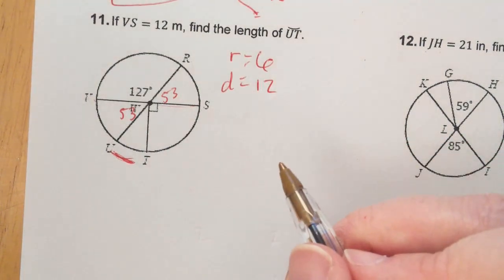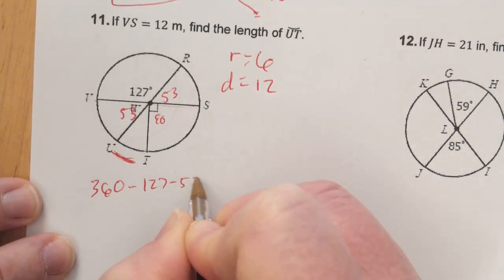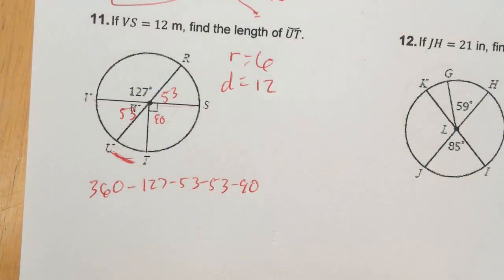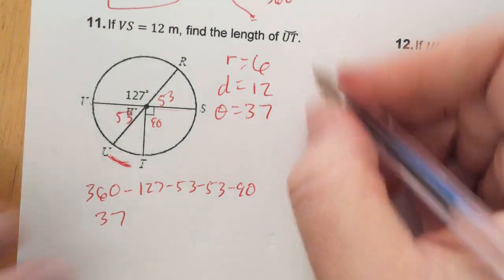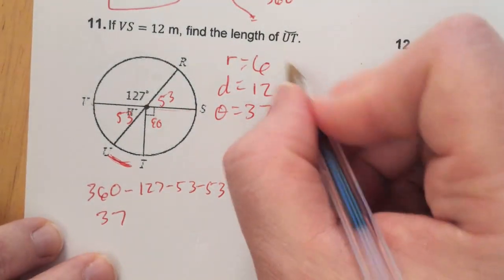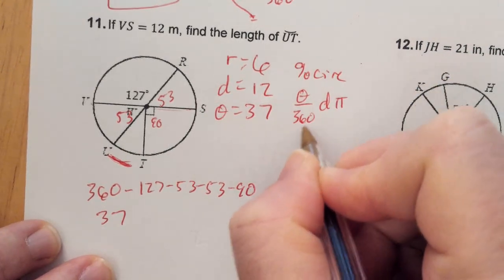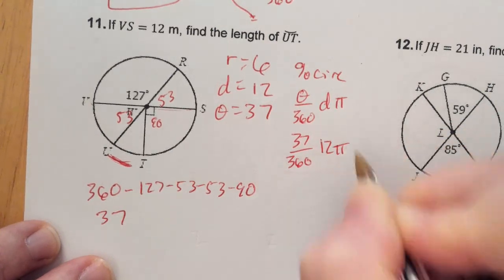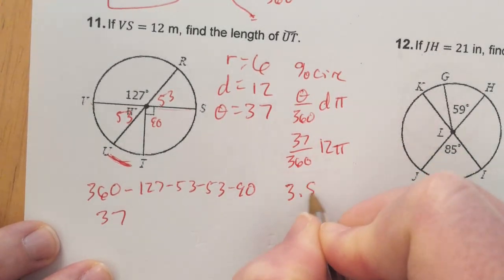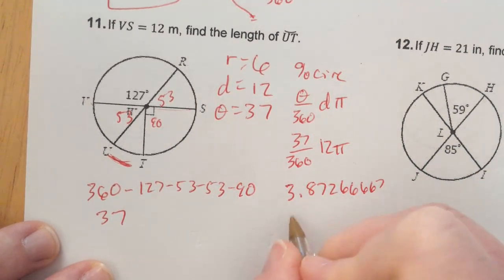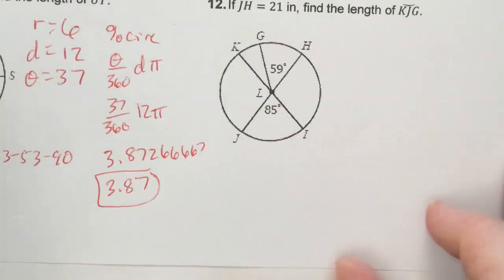So what would be left over? That would be 360 minus the 127, the 53, the 53, and the 90. How many degrees would be left over? 37. So we have 37 degrees left over. Now all you have to do is plug it into the calculator. That's percentage of the circumference, so that'd be theta over 360 d pi, 37 over 360, 12 pi. So 37 divided by 360 times 12 times 3.14, and you would pop out with 3.87266666667. To round to nearest hundredth, that'd be 3.87.